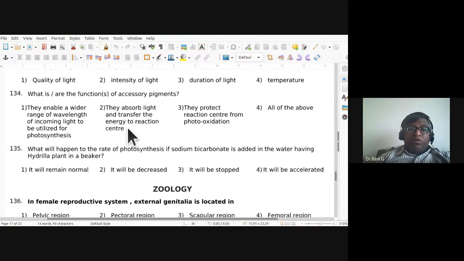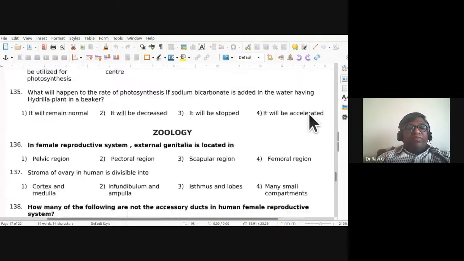I've even given this question in the DPP. If you just check the daily practice problem, I have framed a similar question to this. All of the above, so this is the right option. So 134th, the fourth one is the right option.